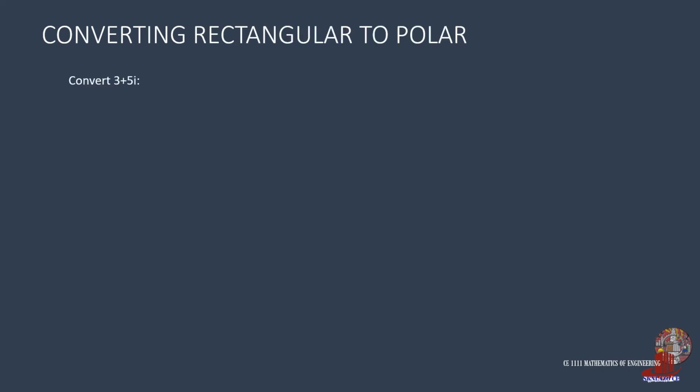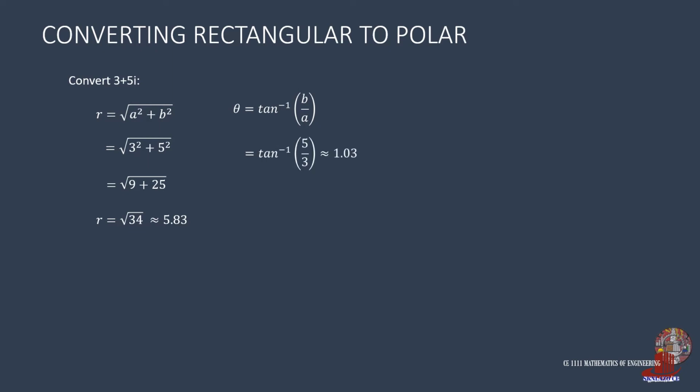How to convert a rectangular form into its polar format? Let's discuss this using an example, 3 plus 5i. First is to solve for the modulus, which is taken from the Pythagorean theorem. So r is the root of 3 squared plus 5 squared, which are 9 and 25. So r is the root of 34, which can be approximated as 5.83. Theta is also solved using the inverse tangent of b over a, that is, the inverse tangent of 5 over 3, which results to 1.03, when computing it in radians. Thus, the complex number is the root of 34 times cosine of 1.03 plus i with sine of 1.03. This can also be written as 5.83 times cosine of 1.03 plus i sine of 1.03.